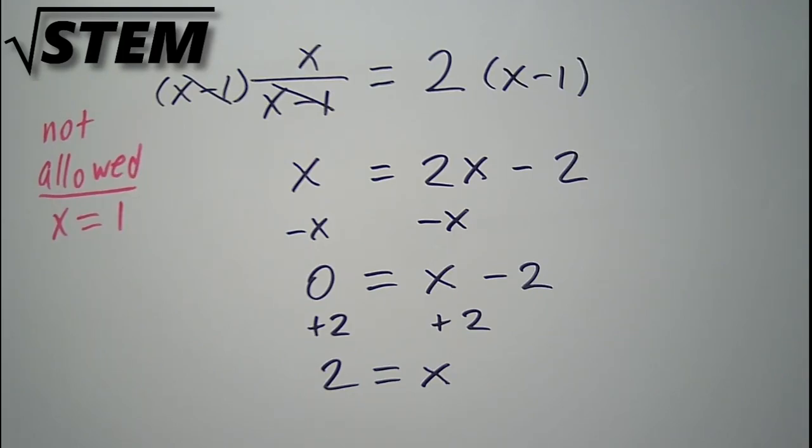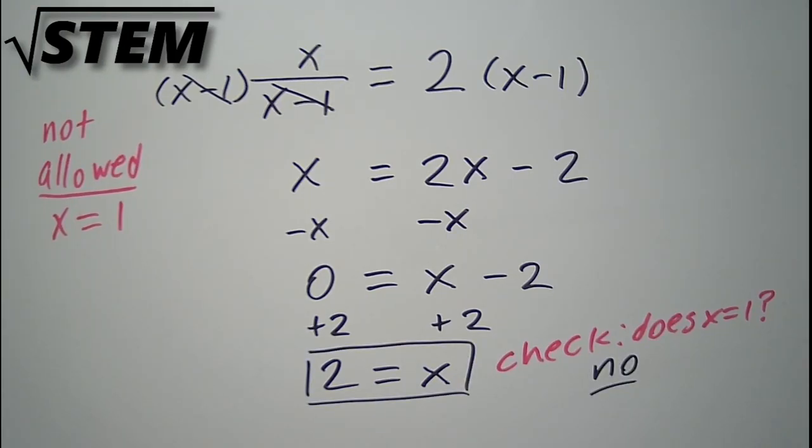When we find x by solving the equation, we always want to check it against the one value that we said it cannot be. And in this case, we found a different value of x, so x equals 2 is the solution. Let's try another one.